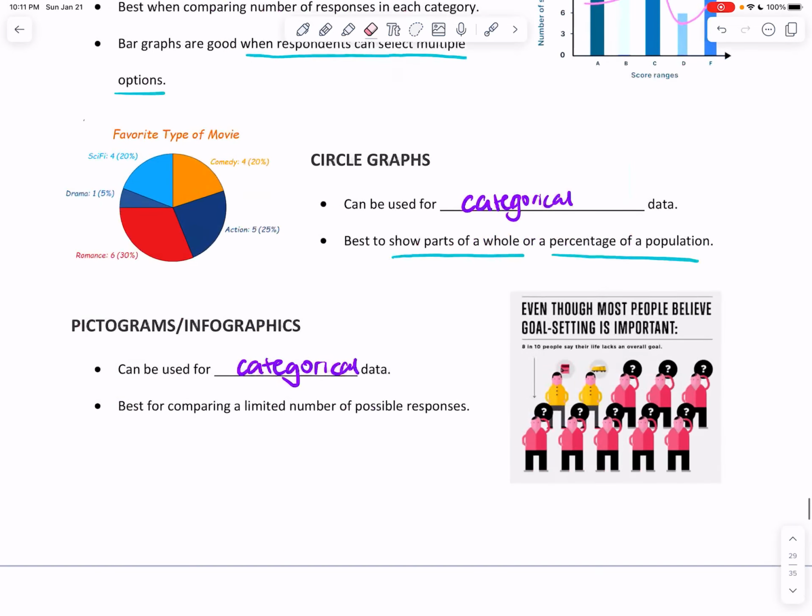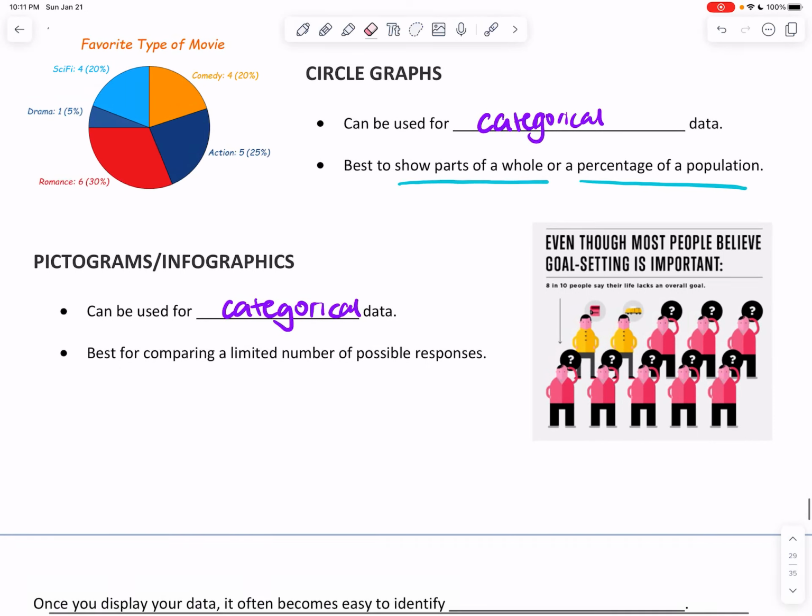The last type of data is a pictogram or an infographic. These can look a little bit different. The pictogram and the infographic is, I would say, the least mathy version of a graph. And quite honestly, these types of representations are best used to show data to a greater population.